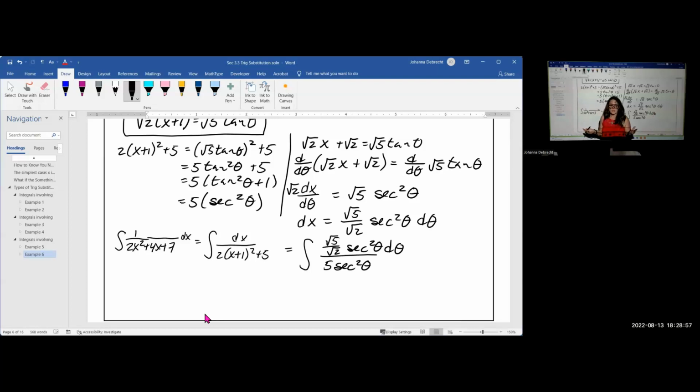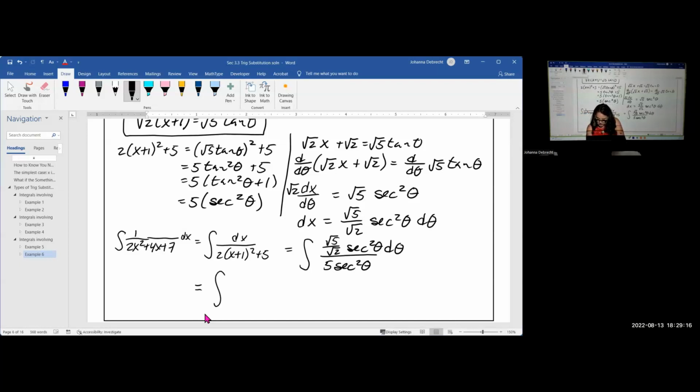What happens to those secant squareds of theta? Well, they cancel, right? So they cancel and they disappear. And I've got a radical 5 on top and a 5 in the denominator, which will give me 1 over radical 5. I've also got a 1 over radical 2, so I'll be able to combine those two.